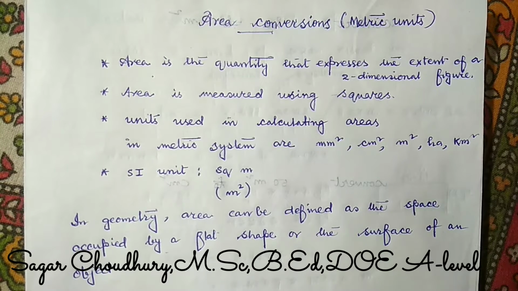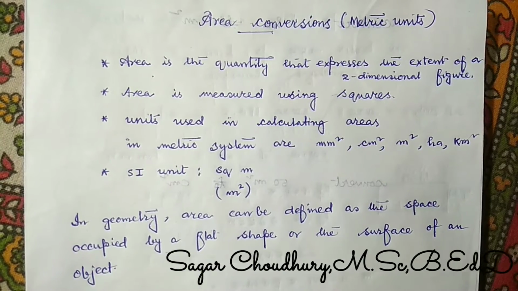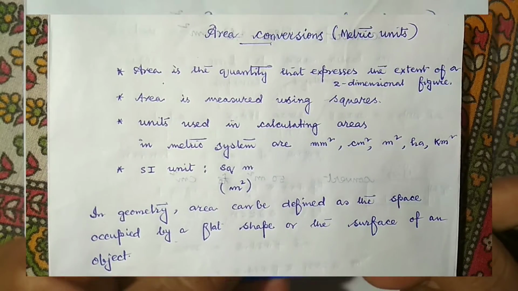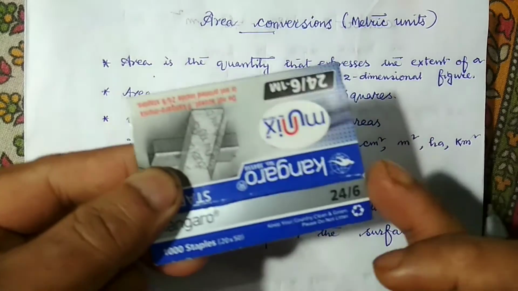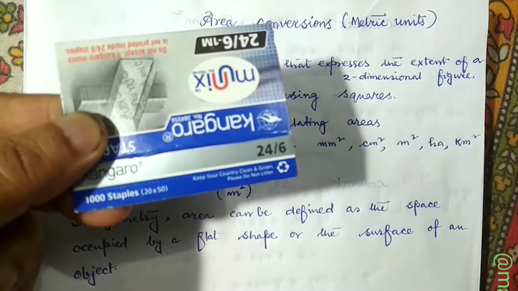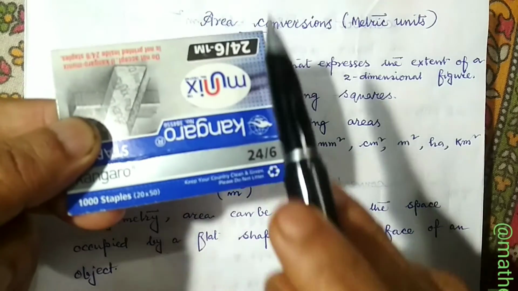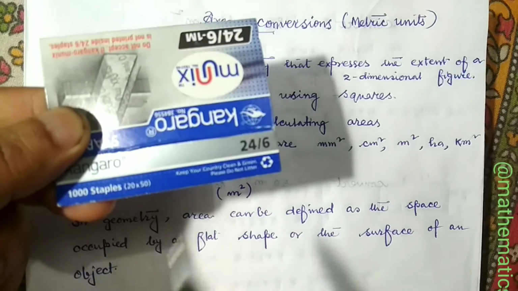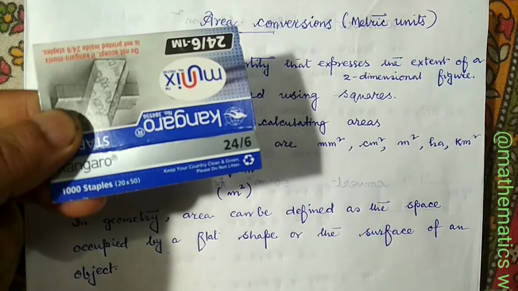Now what do you mean by area? Area is the quantity that expresses the extent of a two-dimensional figure. Suppose this is a two-dimensional rectangular shape paper. As you can see here, length is involved. This is the length and this is the breadth. Since length and breadth both are involved, this type of object is called a two-dimensional object.